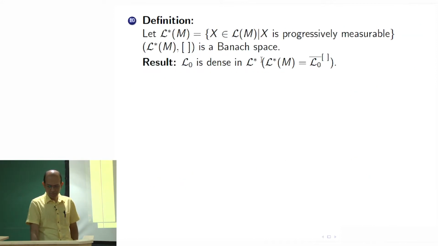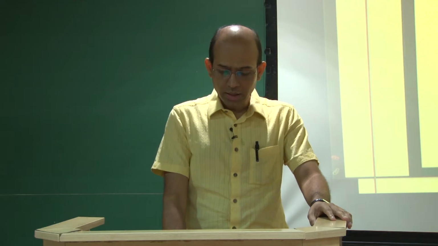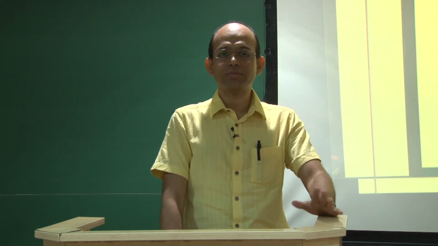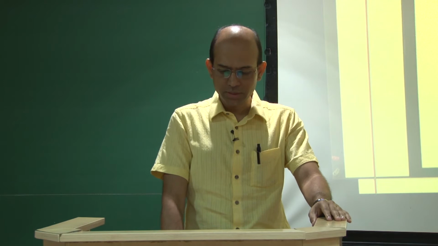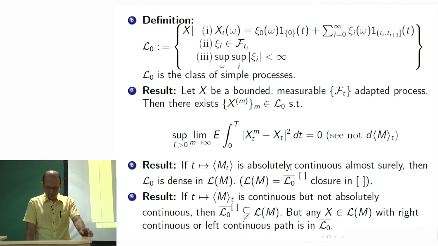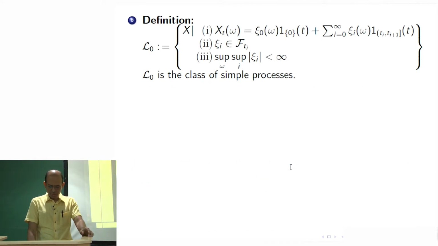We have not proved this result, we have just quoted it: L0 is dense in L star m. In general, this holds when the quadratic variation process of the square integrable Martingale is continuous. If one has more regularity, for example, if the quadratic variation process of the Martingale is absolutely continuous, then one can actually have that the closure of L0 is L of m, the space of right continuous processes.